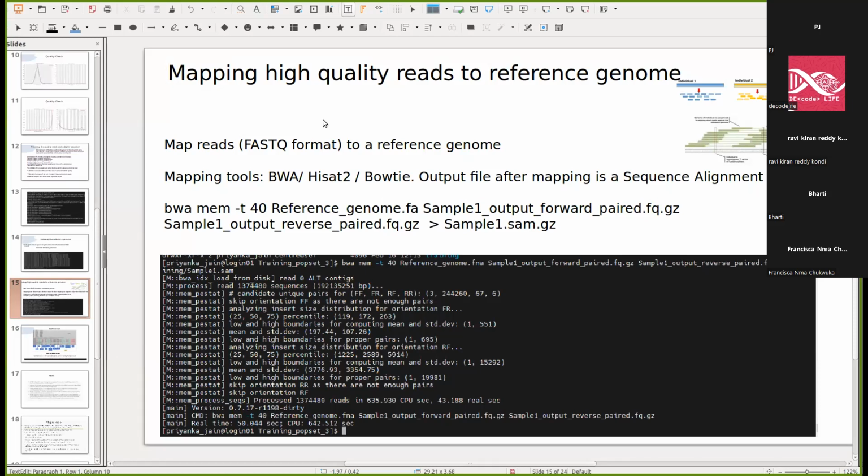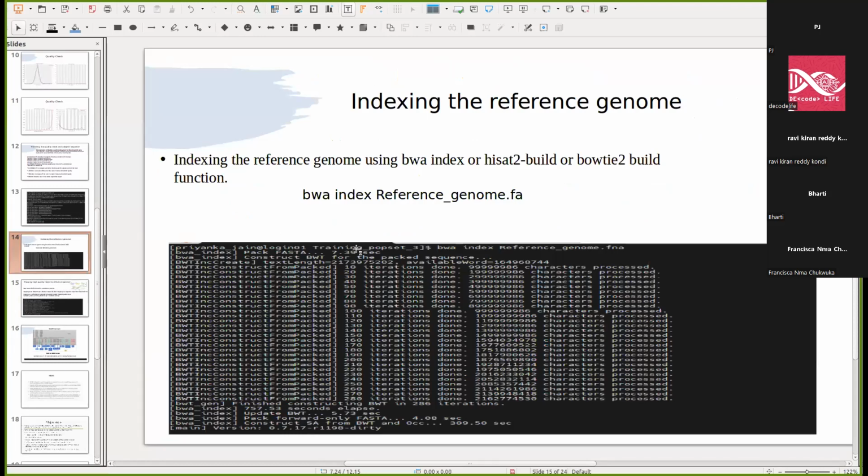Okay, so now the next step, once the indexing is complete, means this run gets complete. Has anyone run BWA index, has it started running? Is it running?